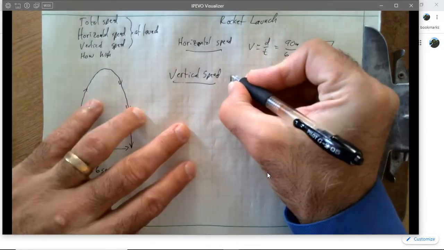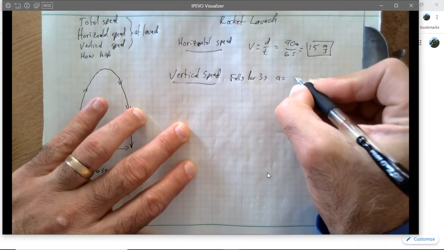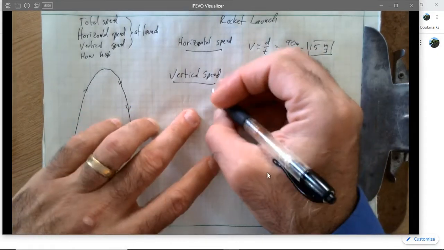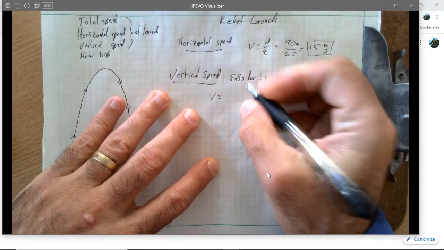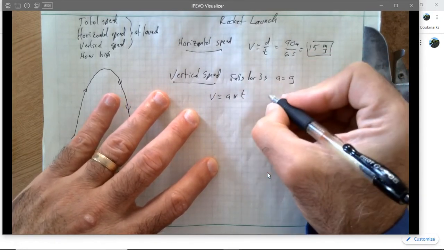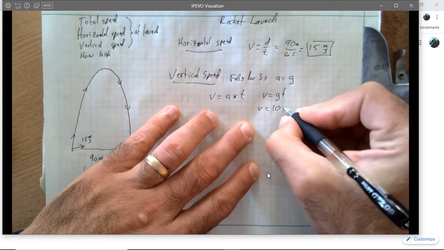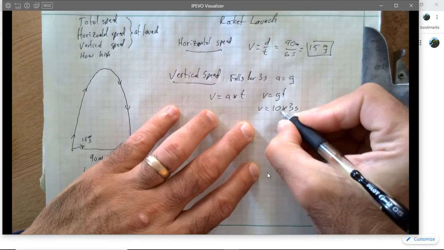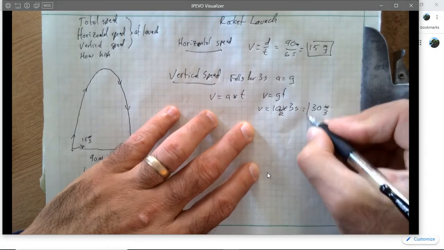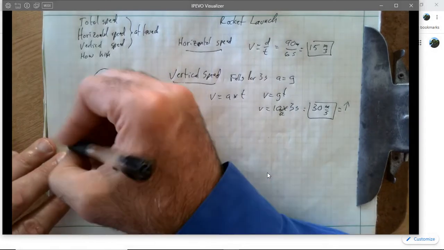So it falls for 3 seconds, and the acceleration is equal to g because it's in free fall. We're allowed to use 10 for this one. So the equation we're going to use is speed is equal to acceleration times time. And the special case in this one is v equals gt. So the final speed is equal to 10 times 3 seconds. This is meters per second squared, equals 30 meters per second, equals the vertical speed. Okay?